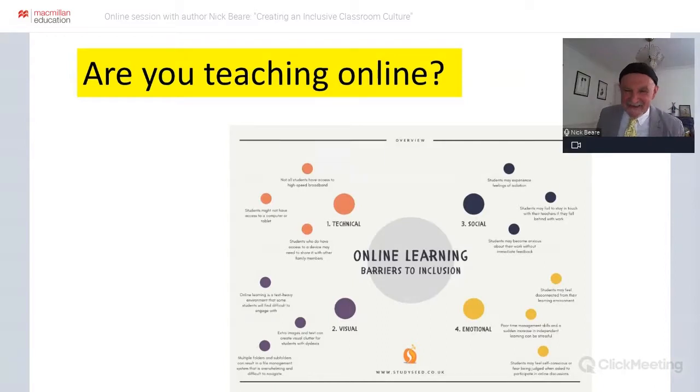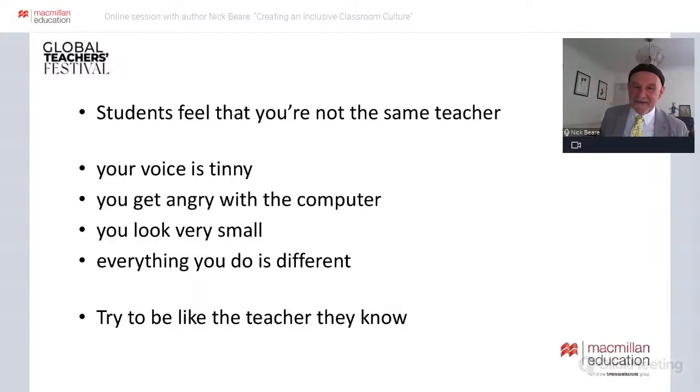Right, excellent. So let's just have a quick look at that. This is a great place. Was it studyseed.co.uk? Again, I hope they can give you the address. There are lots of areas about why teaching online is so tricky. You've got technical areas, visual areas, emotional areas, social areas. I can't really go through those now because there's just too much detail there. But I think there are some points. If we can just take these into account, it really is good.